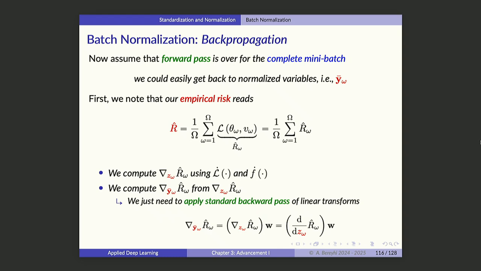Getting back from R hat to U, the standardized form of that particular sample, is no problem because everything is just as before, right? You start from your loss, get back to your output. From the output, you get to your non-activated output, and from that one, you get into the normalized one. That is no problem. This is exactly as before.